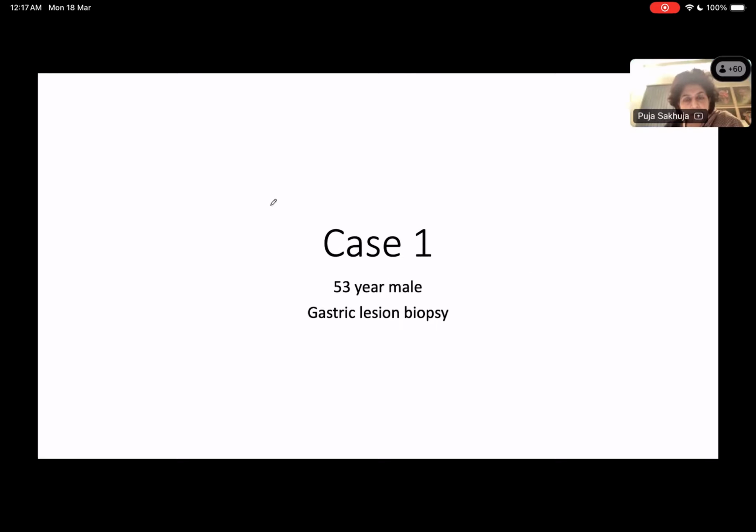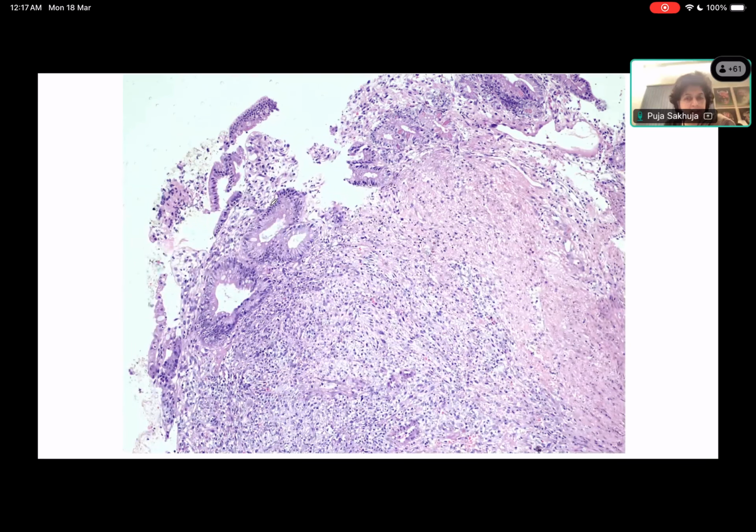So the first case that I had shared the slides with you, I think there were 6 cases. Case number 1 was that of a 53-year-old male with a gastric lesion biopsy. Now this is the slide that I had shared with you. Let's start. I've just written the names over here in random order, so I'll call out your names. Jinsi, can you describe what you're seeing in this?